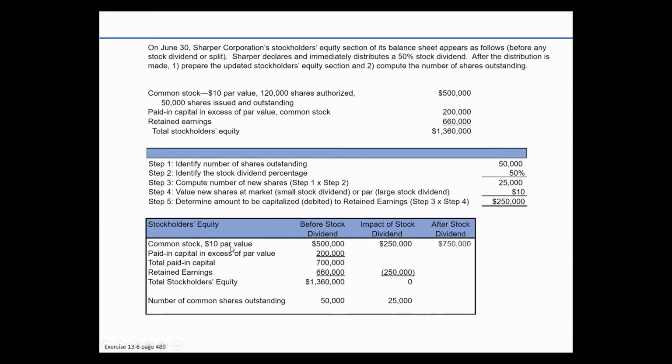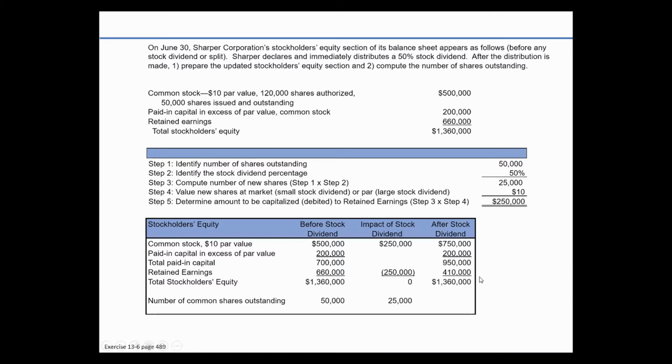So if we just carry this over, we see that we take 500,000, we add 250 to it, we're going to have $750,000 in common stock at $10 par value. Our paid-in capital in excess of par value is going to remain the same. And so if we add up both of those, it's going to be 950,000. And then if we take our retained earnings, 660,000, subtract 250,000, we're going to have 410,000 remaining in our retained earnings.